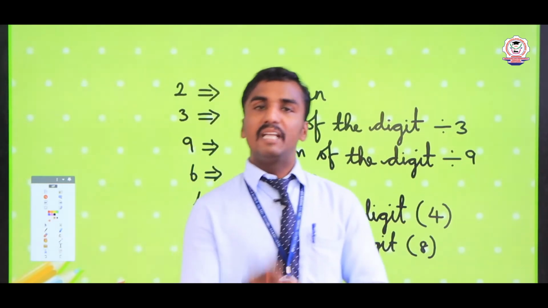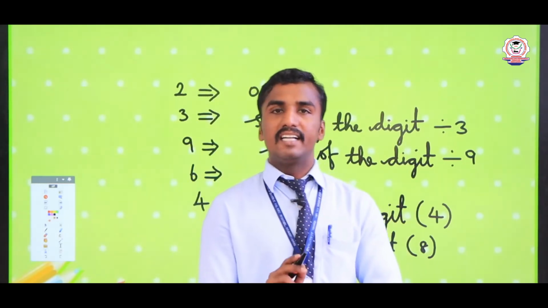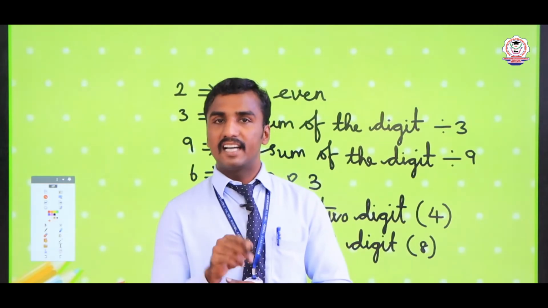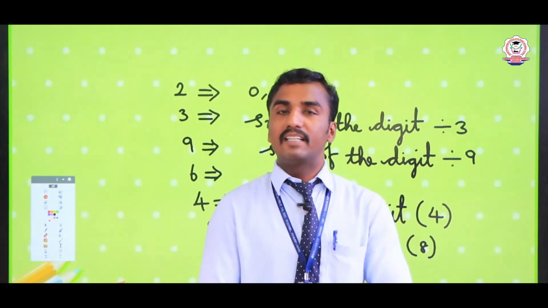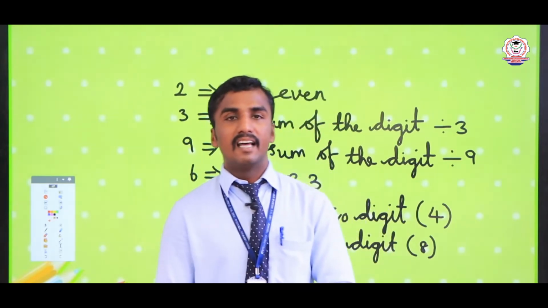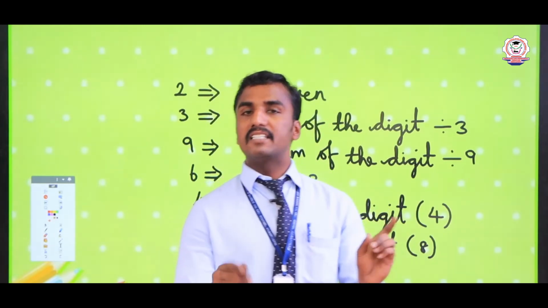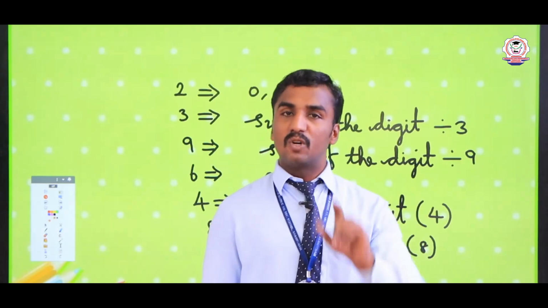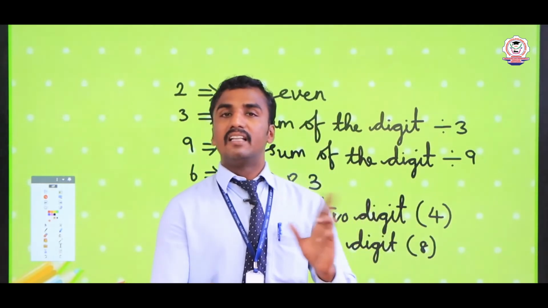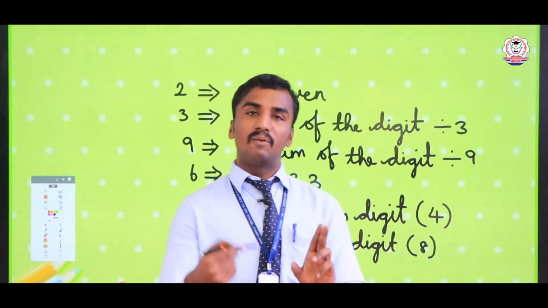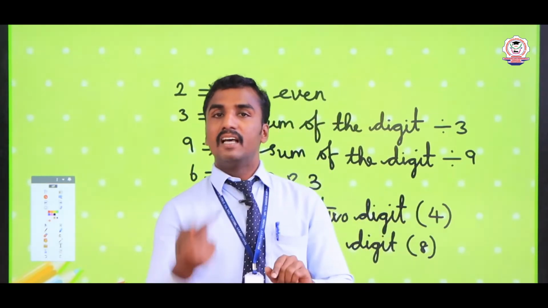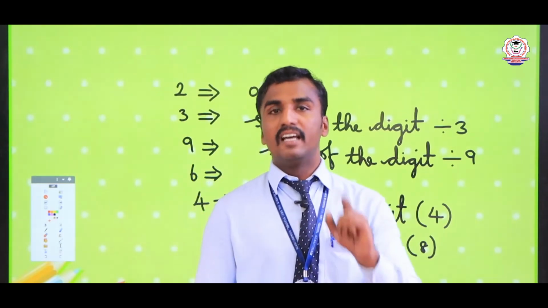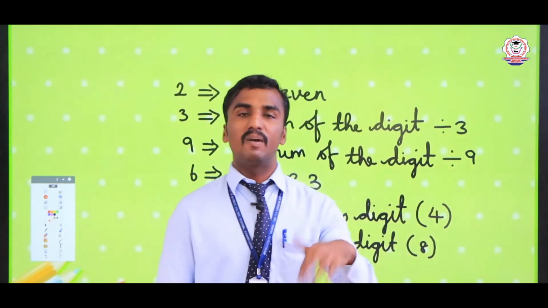In the same way, for divisibility by 10: if the unit digit is 0, then the number is exactly divisible by 10. Next, the divisible by 11 condition: the sum of odd digits minus the sum of even digits is 0. If the difference between the sum of odd digits and the sum of even digits is 0 or a multiple of 11, then the number is exactly divisible by 11. This is the divisible by 11 condition.